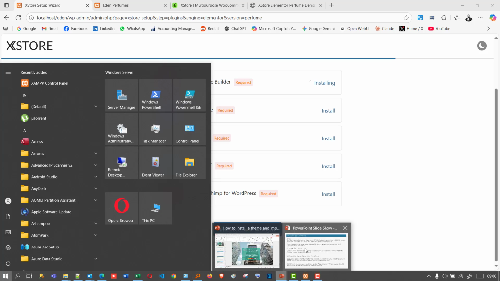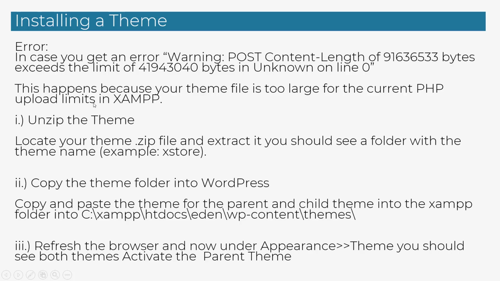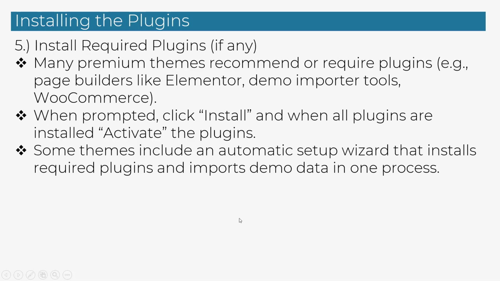Let's go back to our PowerPoint. So we were able to resolve the error by copying the theme to the WordPress exam folder. Now we are at the part of installing the plugins. So install required plugins if any. So many premium themes recommend or require plugins, like page builders like Elementor, and demo importer tools. So when prompted, click install and activate. So some themes include an automatic setup wizard like the one we have right now that installs required plugins and imports demo data in one process.